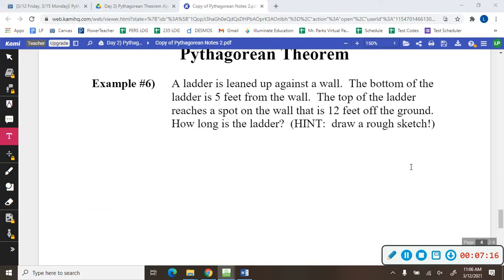Example 6, a ladder is leaned up against the wall. Again, a ladder is almost always going to be your hypotenuse, because you don't put a ladder straight up and down usually. If you do, you probably will fall off. And there's really no reason to climb a ladder that's on the floor. So more than likely the ladder is the hypotenuse. And what I'm going to do real fast is hit pause, and draw a rough sketch.